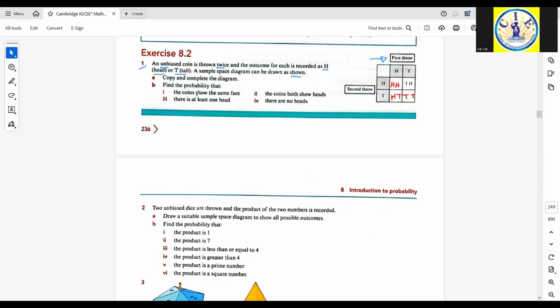Find the probability that the coins show the same face. The same face is either HH or TT. So these are two chances. Same face, two chances out of four. That simplifies to 1 by 2. Okay, for the second part, the coins both show heads. Both head. That is only one chance out of four total chances. So the probability is 1 by 4.